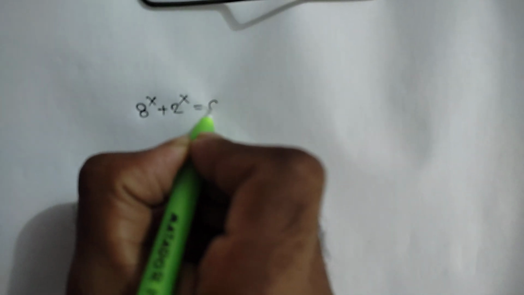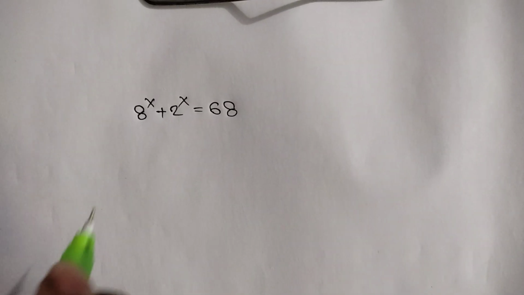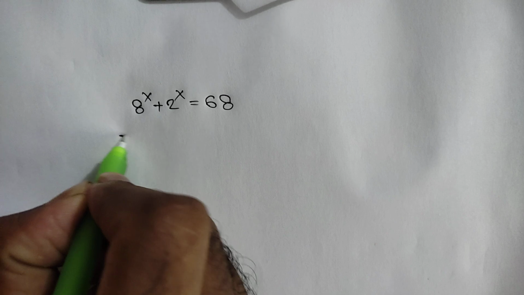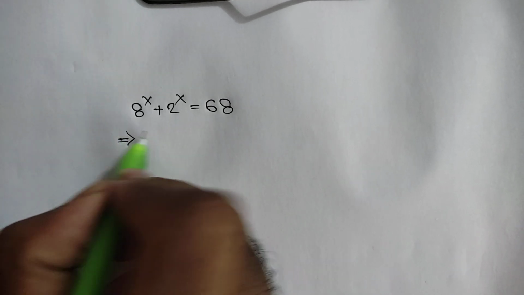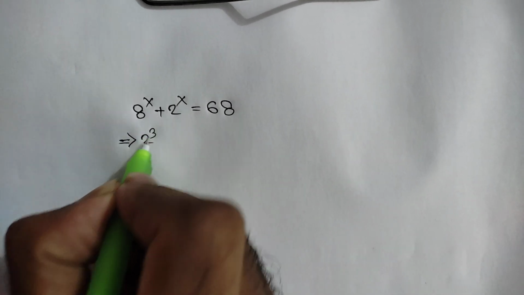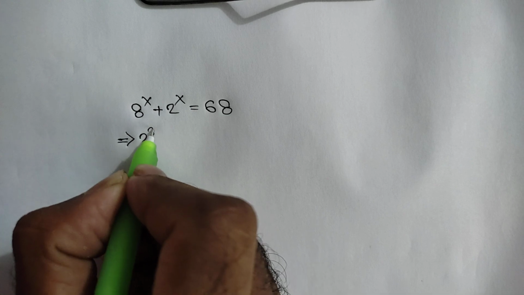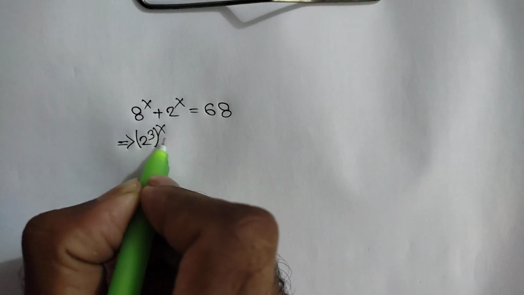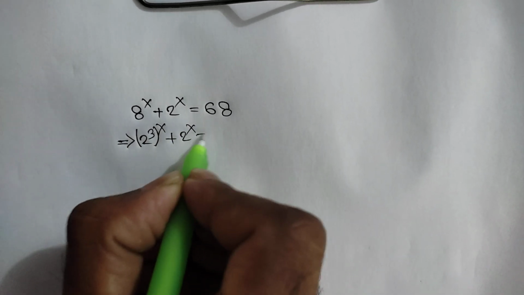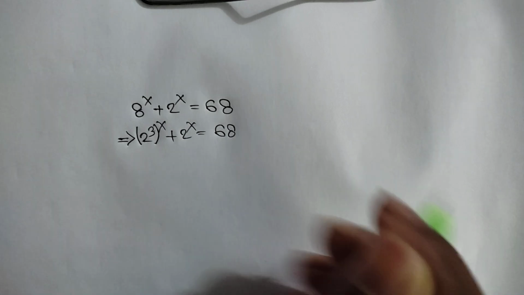Hi everyone, in this video I am going to show how to find the value of x where 8 to the power x plus 2 to the power x is equal to 68. Write 8 as 2 to the power 3, because 2 to the power 3 is the same as 8, so (2^3)^x plus 2 to the power x is equal to 68.